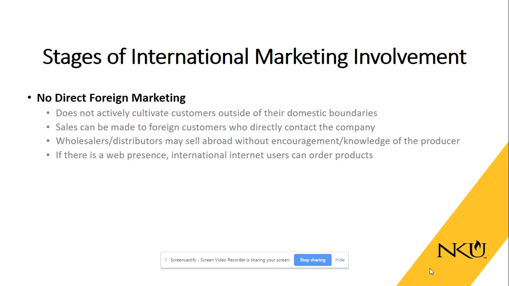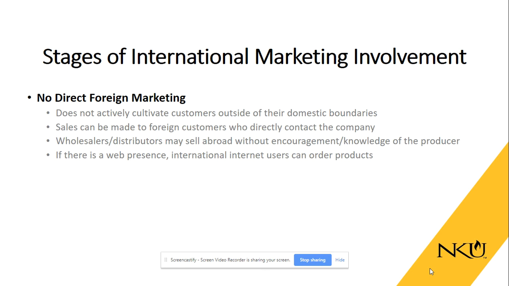But the first stage of international marketing involvement is no direct foreign marketing. A company at this stage is not actively cultivating customers outside of their domestic boundaries. Sales can be made to foreign customers if those foreign customers directly contact the company. And we'll talk later this semester about how a lot of customers, with the advent of the internet, are directly contacting companies overseas. And so there is the occasional sale, but again, the company is not actively cultivating customers outside of their domestic boundaries. At this level, no direct foreign marketing.